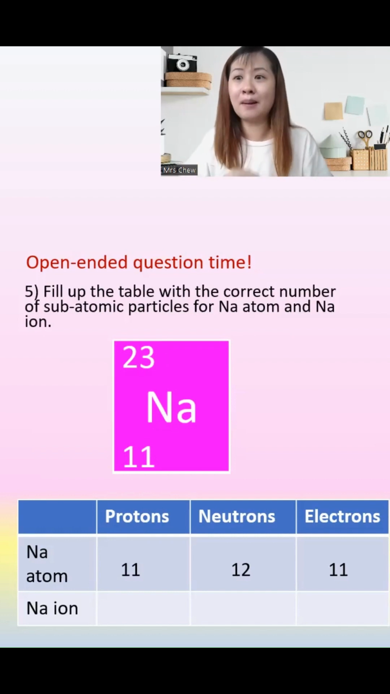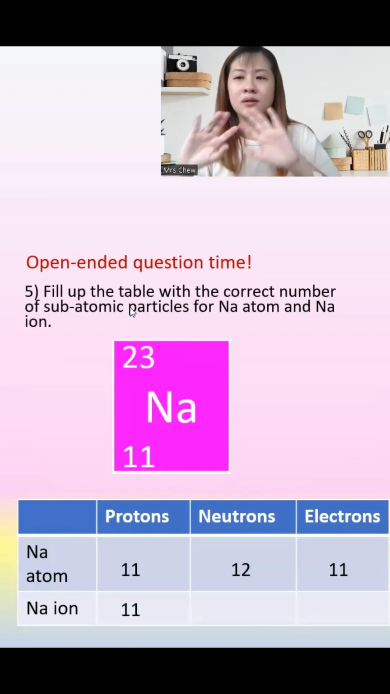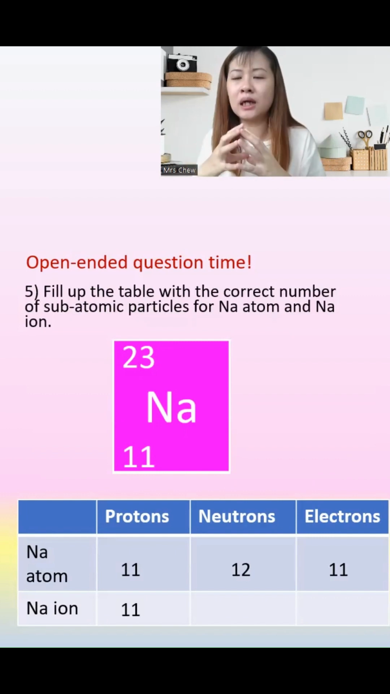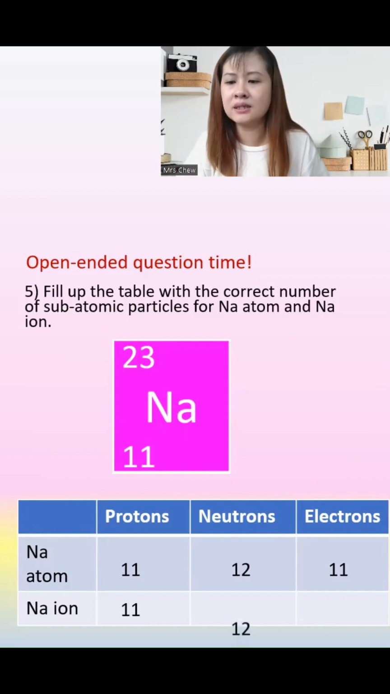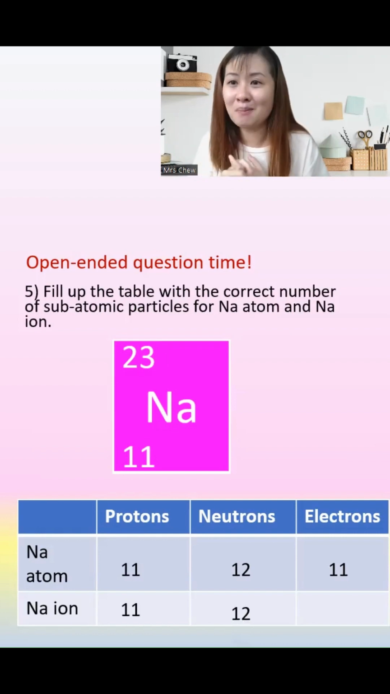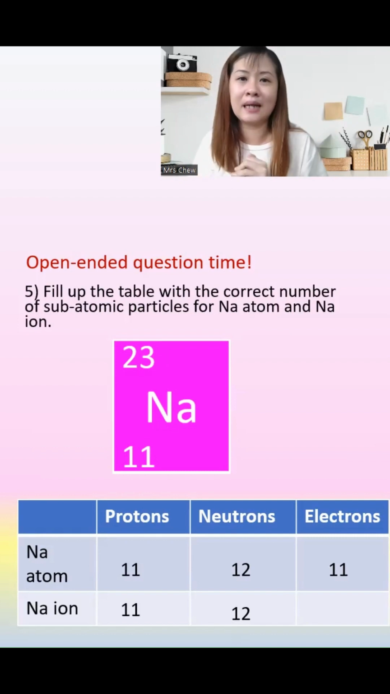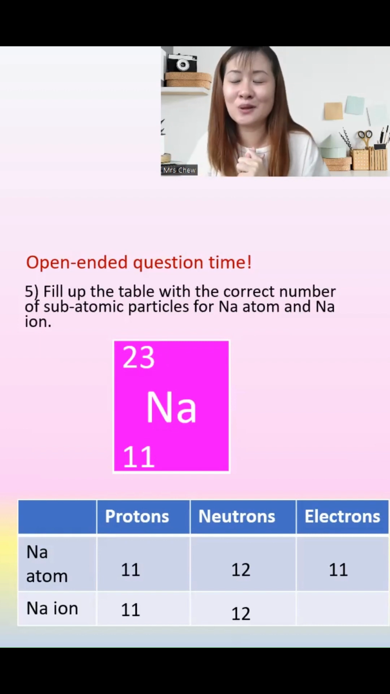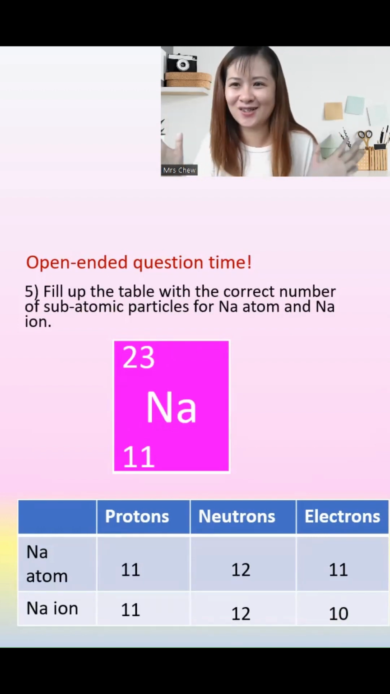So therefore, non-metals will form negative ions by gaining electrons. So for sodium, the number of protons remains the same. So it's 11. The number of neutrons didn't change. It is in the nucleus. It cannot go anywhere. So it is 12 as well. For the number of electrons, it is no longer 11. So please take note, this type of question is a little bit tricky for students because they think that the number of protons is always equal to the number of electrons. So 11, you're going to lose 1, right? Because sodium is in group 1 and hence it is 10 electrons.